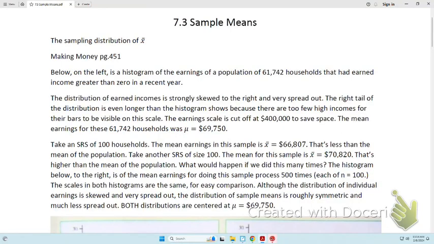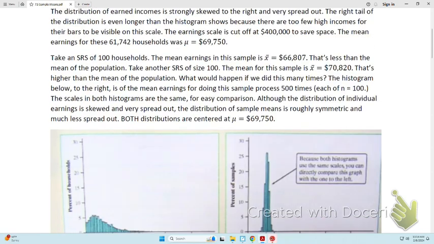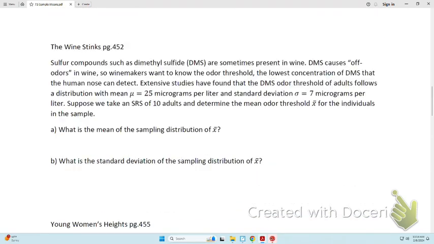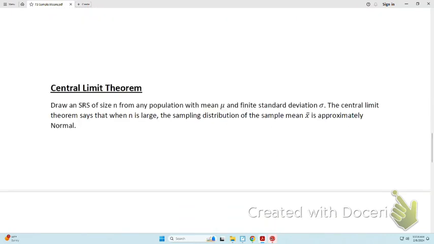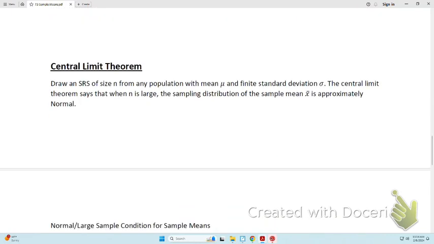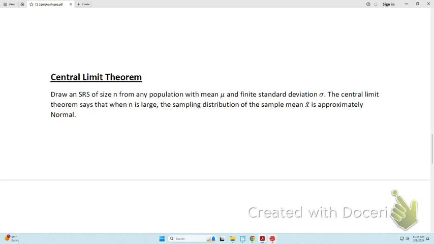This is the last part of the lesson over sample means. We're going to talk about central limit theorem, which is on page 2 at the bottom, and apply it. So the rule is, for central limit theorem, if you take a large enough sample size, you know that the sampling distribution will be normal. So I'm going to write a little bit more about it.